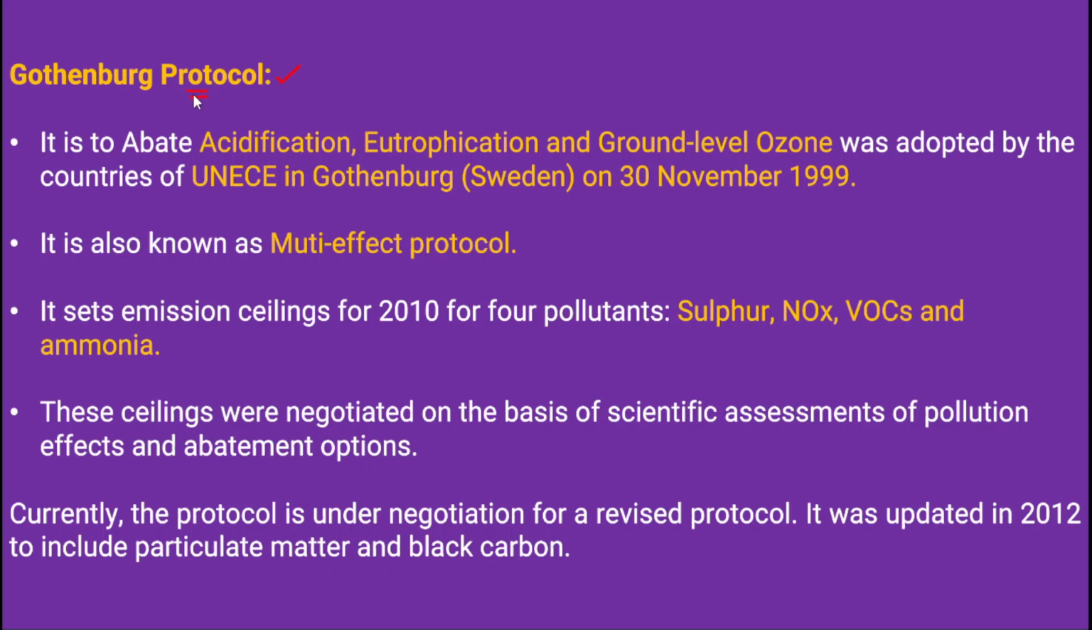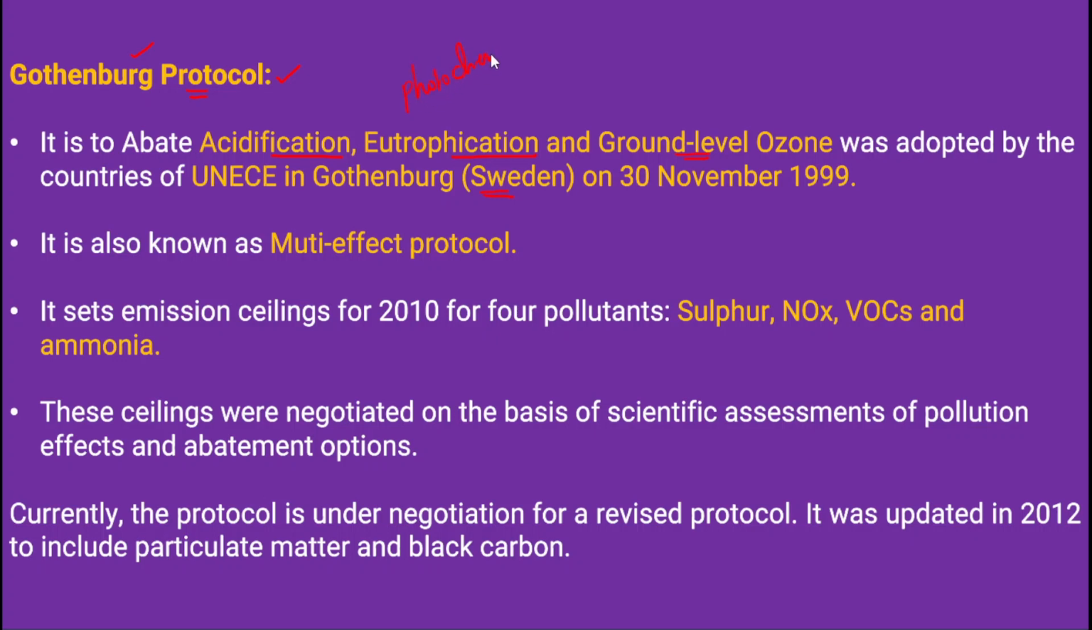After that, the second part of the question has also asked about the Gothenburg Protocol. Now, what exactly is the Gothenburg Protocol? Now, Gothenburg is a city. It is located in the country Sweden. Okay, so this protocol has envisioned to abate acidification, eutrophication and ground level ozone. Remember, these are the major pollutants. These are the major hydrocarbons. They are responsible for the photochemical smog and resultant air pollution.